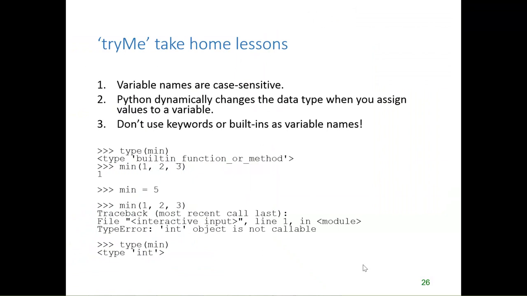How accurate were your predictions? Hope you did well, or learned something at least. The take-home messages were: variable names are case sensitive. Python dynamically changes the data type when you assign values to variables. Don't use keywords or built-ins as variable names. And here's the example that we had, which was we said type min, built-in function, and we used it. Then we set min equal to 5. Then we tried to use it again, and we got a type error because it's now an integer.